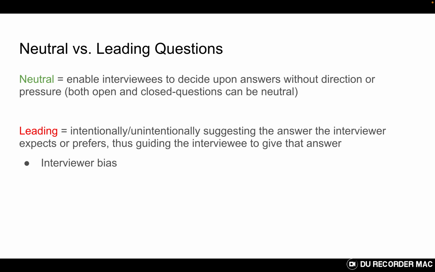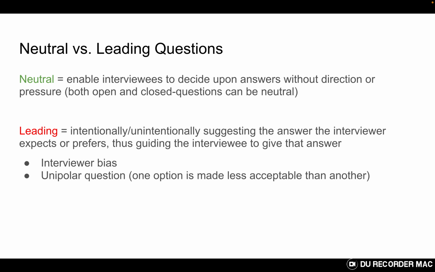This can be due to interviewer bias. Let's say you're very excited about a topic and that excitement is coming through in your voice and your posture, your hand movements, and even the way that you phrase the question. Well, your excitement about this topic is going to put pressure on the interviewee to also mimic your excitement, even though maybe they didn't feel excited about it before.